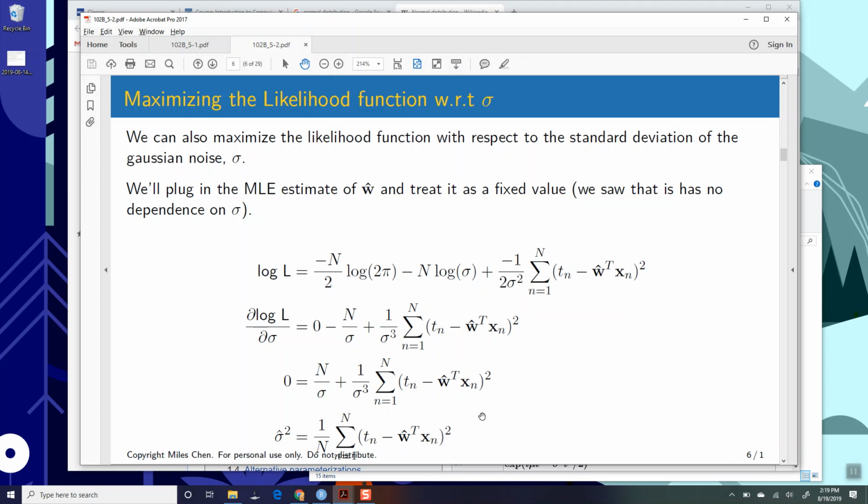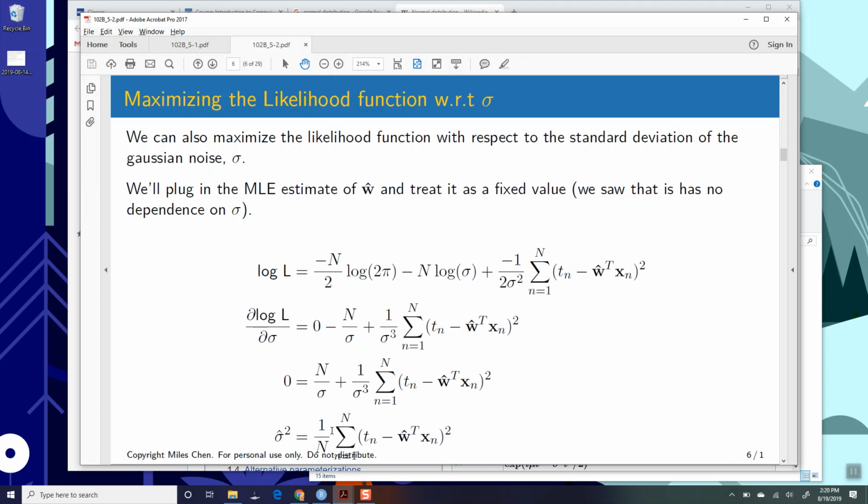So what's this? This is just the mean squared error. So that's interesting, right? Sigma squared ends up being 1 over n times the squared error. So the estimated variance, the value of the variance that will maximize this, is the mean squared error.